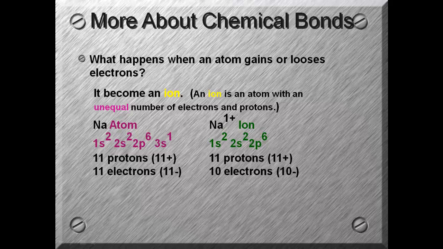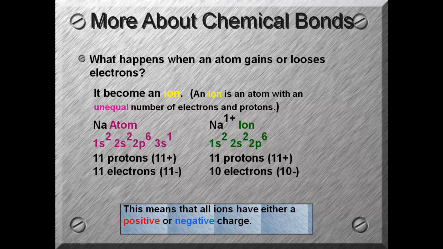If we look at sodium, its electron configuration is 1s2, 2s2, 2p6, 3s1. That's 11 protons and 11 electrons, so 11 positives and 11 negatives. But when sodium loses an electron, it loses its 3s1. You now have 11 protons because the number of protons in the nucleus doesn't change, and you only have 10 electrons. So it's plus 11 charges and minus 10 charges, so you have a plus 1 charge left. This means that all ions will either have a positive or negative charge.